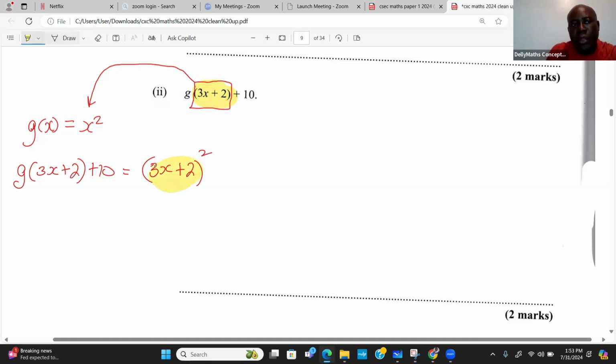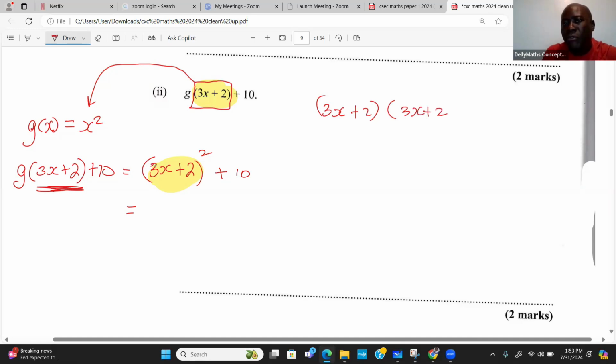We're going to square that. And when we're done, you're supposed to be adding 10. Because as you could see in the parentheses, we have 3x plus 2, which means that that is the part that would be affected. That is the input. So let us work this down, right? So basically, if I'm squaring 3x plus 2, it means 3x plus 2 multiplied by itself.